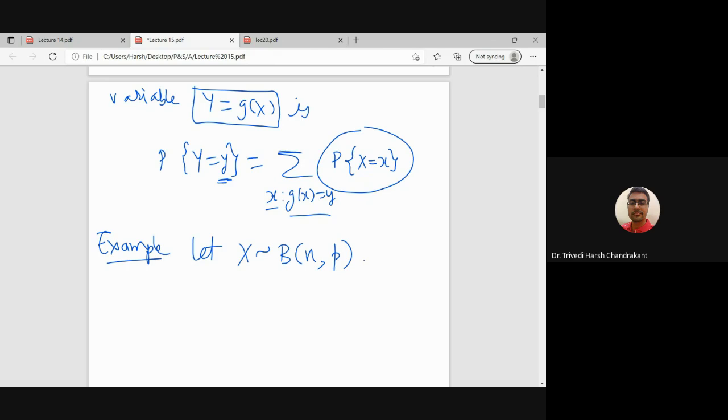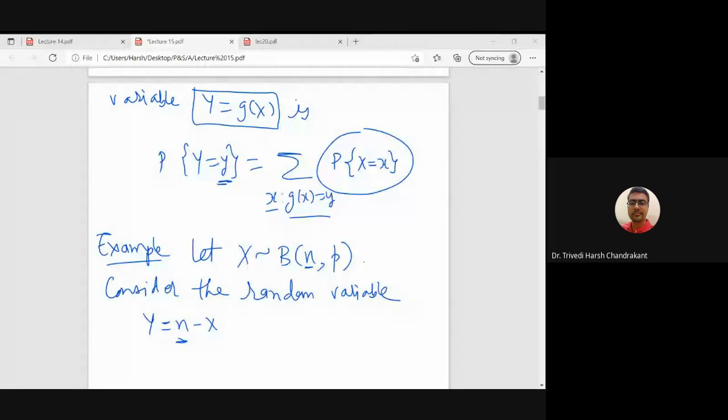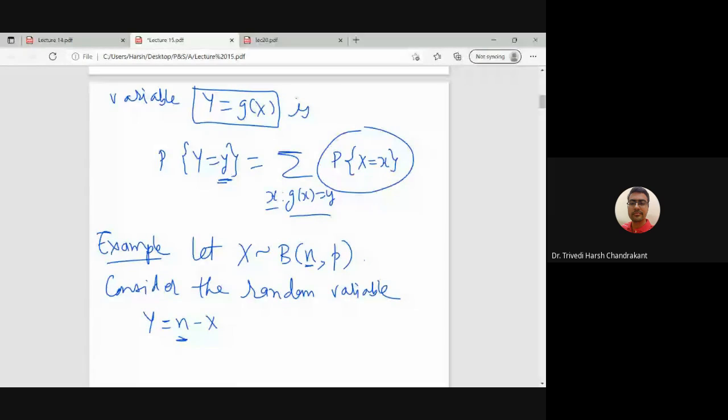Consider the random variable Y, which is basically n minus X. We know that n is a fixed number, the number of tosses, so that is a constant function. We can consider any real number as a constant function, so it is a constant random variable.